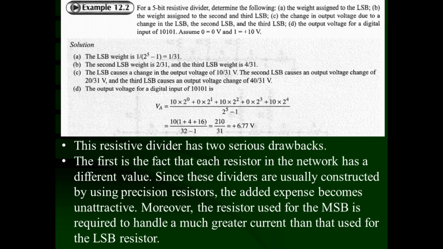The second LSB weight is 2 times the weight of LSB, that is equal to 2 upon 31, and the third LSB weight is 4 times, so it should be 4 upon 31. The LSB causes a change in the output voltage of V upon 2 raised to n minus 1. Here V is equal to 10 volt, and hence we consider 10 upon 31 as the change in the output voltage caused by the LSB. The second LSB causes an output voltage change of 20 upon 31 volt, and the third LSB causes an output voltage change of 40 upon 31 volt.